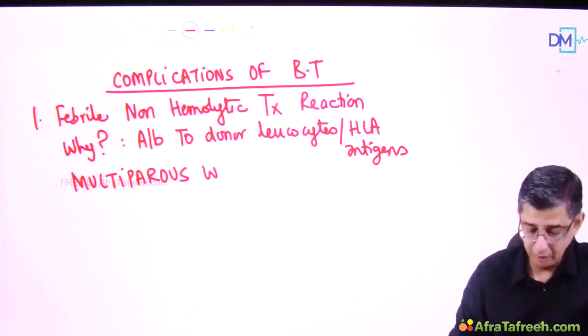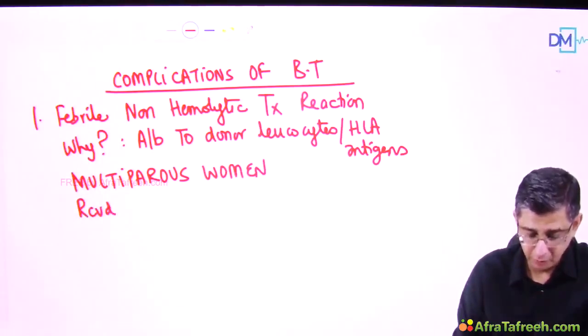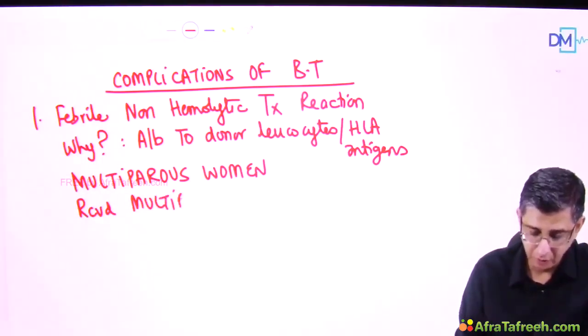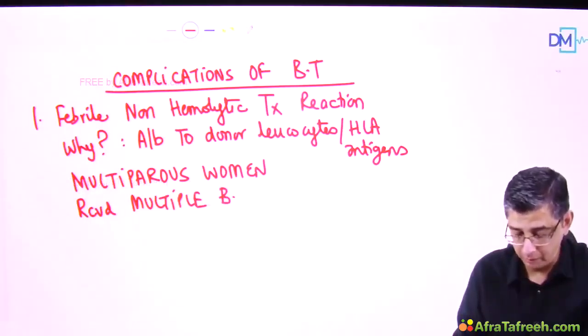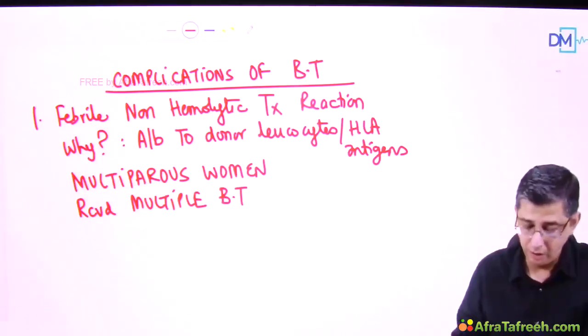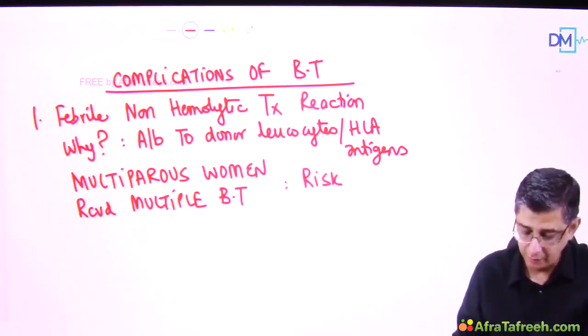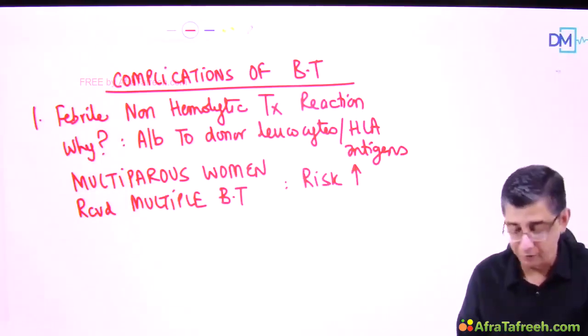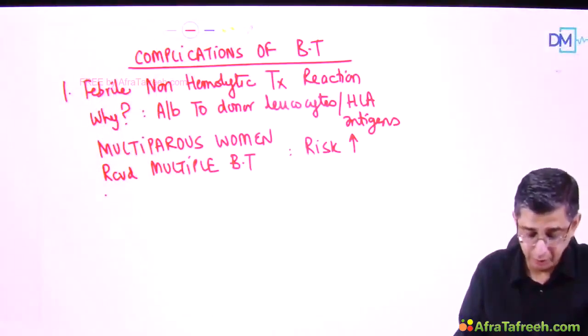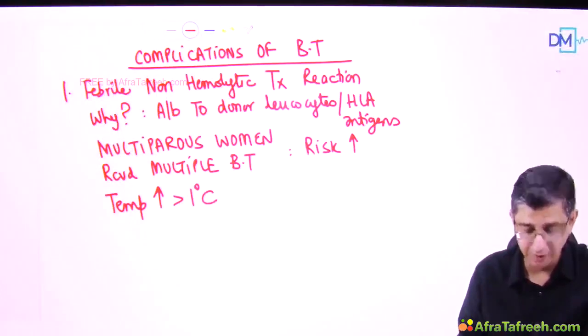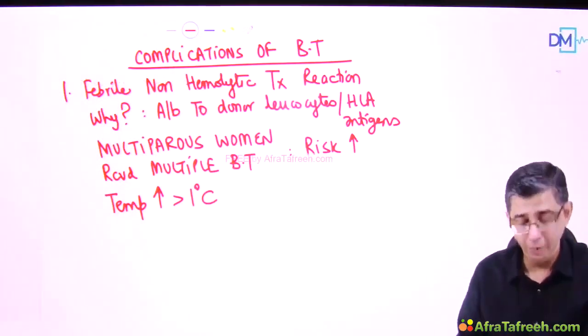So do remember the fact that multiparous women or people who have received multiple blood transfusions, which could be due to various hematological bone marrow related disorders, are having increased risk of developing this complication by the name of febrile non-hemolytic transfusion reaction. So once we get this, we need to understand how the patient will present. The initial profile will be that the patient's body temperature will rise by as much as 1 degree Celsius. Now that is pretty substantial, but you don't need to stop blood transfusion in this particular case.